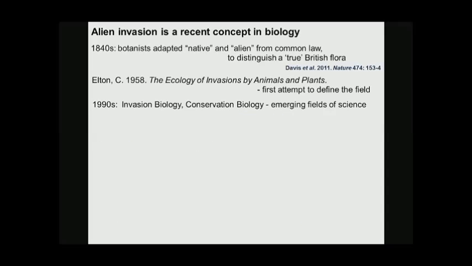It dates back apparently to around the 1840s, where botanists, people working with floras, adapted the words native and alien from common law and applied them to the flora. So they could figure out what was a true British flora. That was followed a century later by a well-known book by Charles Elton, The Ecology of Invasions by Animals and Plants, and that really was the milestone publication in this field. As we moved into the last 2 decades, invasion biology and conservation biology are major fields of scientific research.